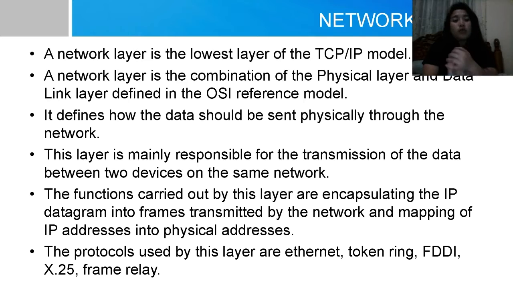So what is a network layer? A network layer is the lowest layer of the TCP/IP model. A network layer is the combination of the physical layer and the data link layer defined in the OSI reference model. It defines how the data should be sent physically through the network. This layer is mainly responsible for the transmission of the data between two devices on the same network.